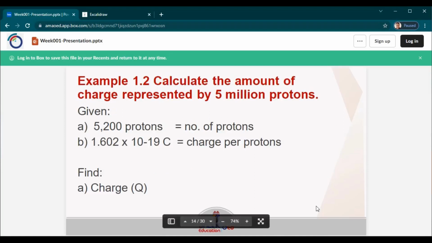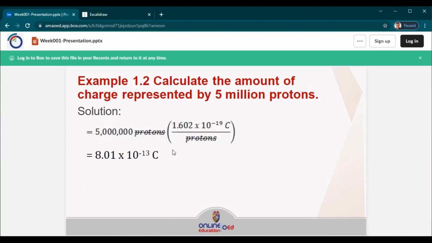Okay, we have our next example. Calculate the amount of charge represented by 5 million protons. Typographical error, which should be 5 million. Okay, again, the charge of protons and electrons is the same, but the proton is positive, the electron is negative. So we have 5 million protons here, times positive 1.602 times 10 raised to negative 19. So the charge of 5 million protons is equal to 8.01 times 10 raised to negative 13 coulombs.